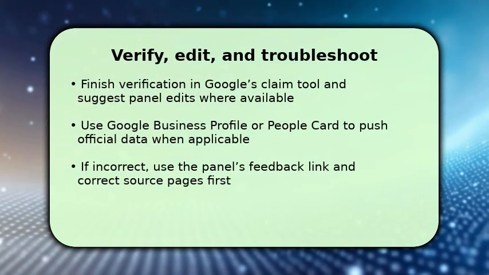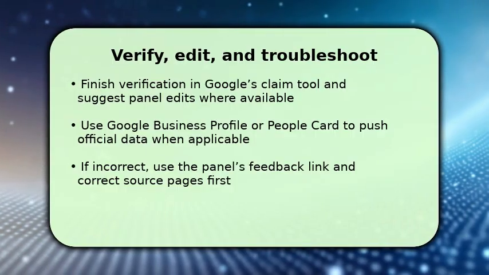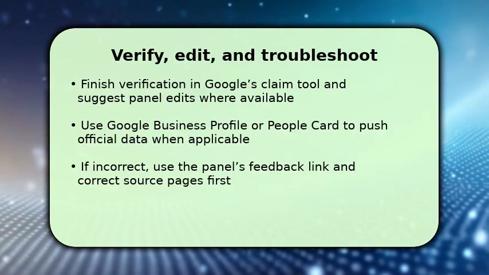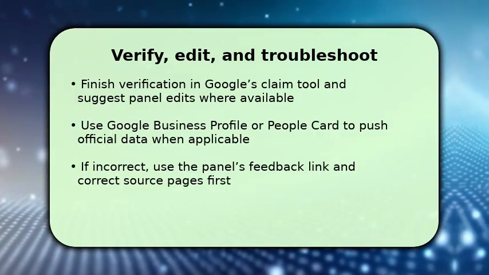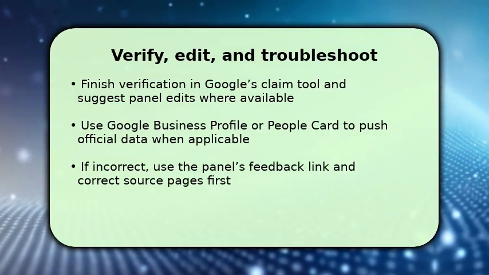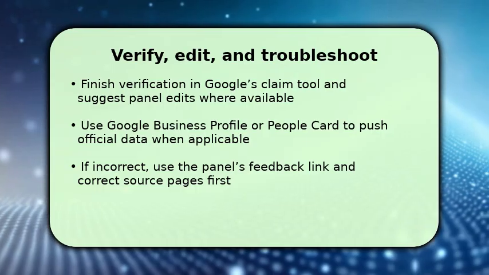Once accepted, propose edits directly in the knowledge panel or via Google Business Profile to keep data current. If Google doesn't show changes immediately, be patient and continue updating source pages like Wikipedia, Wikidata, and your site.